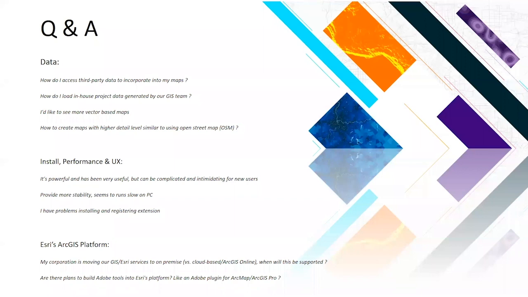Related to that, the next question is: I want to create maps with a higher level of detail similar to OpenStreetMap. If you're not familiar with OpenStreetMap, it's a public data set that has a high level of detail, it's freely available, and it's all vector format. We don't have access to that now, but we are actually working on that. There's a couple of layers that we'll be adding in the next couple of months, for example, building footprints and roads from OpenStreetMap. That's a work in progress that we hope to have released sometime in the future.